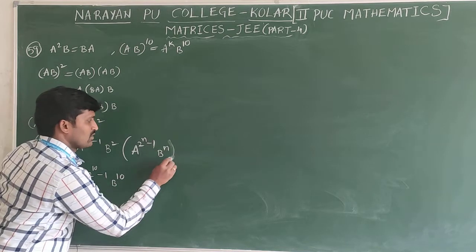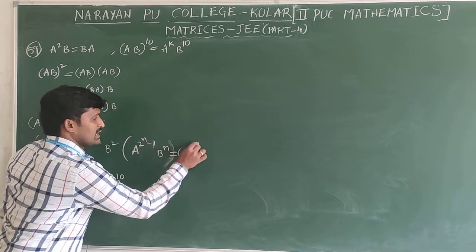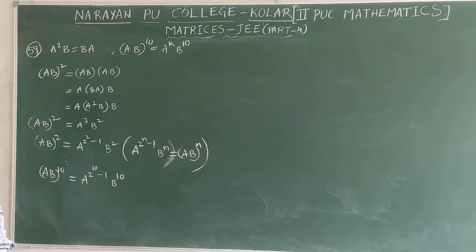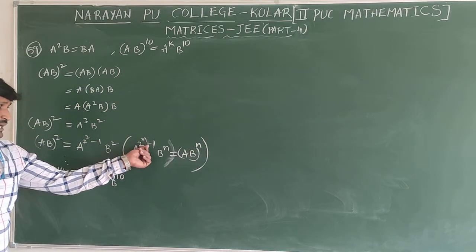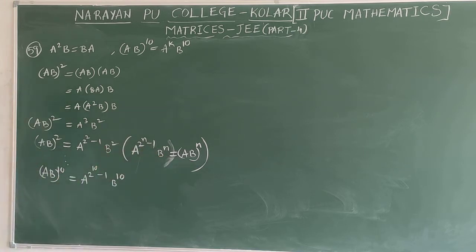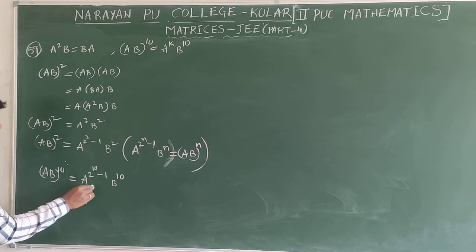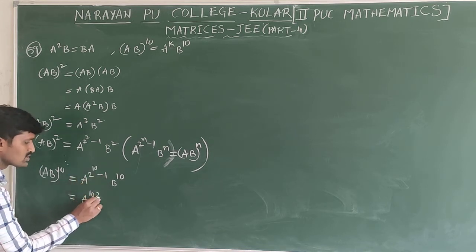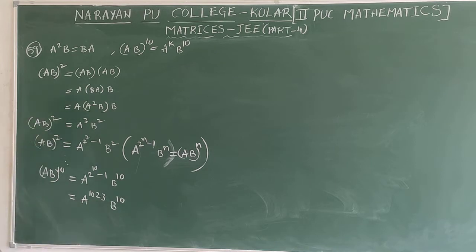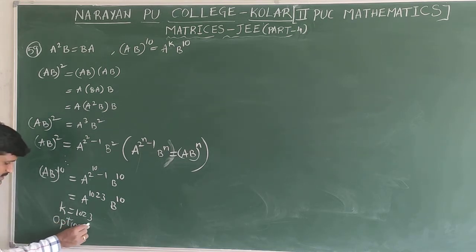This is clearly the formula for which one, as per this condition? The (AB)ⁿ formula: A^(2ⁿ−1) into Bⁿ condition. Now as per this, what will you get? 2¹⁰ means 1024, minus 1 is 1023, into B¹⁰. Now compare with that equation, what is the k value? K is clearly, don't go up to power 10, time waste. Simple, you got it formula-wise. So the k value, clearly how much? 1023. That is option B, the correct option.